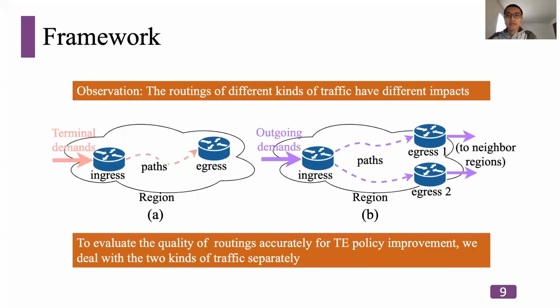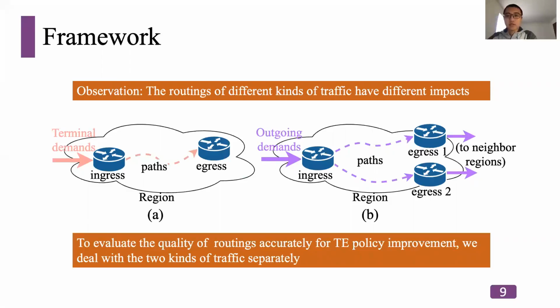The 2-agent design is based on an observation that is, network traffic in each region can be classified into 2 categories: terminal traffic and outgoing traffic. Terminal traffic remains in the region, but outgoing traffic traverses multiple regions. The routing of the 2 kinds of traffic have different impacts on the network status.